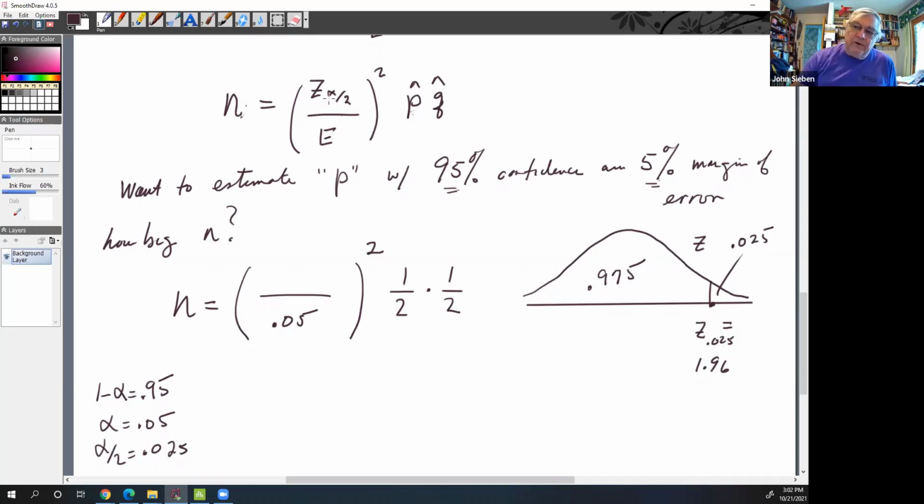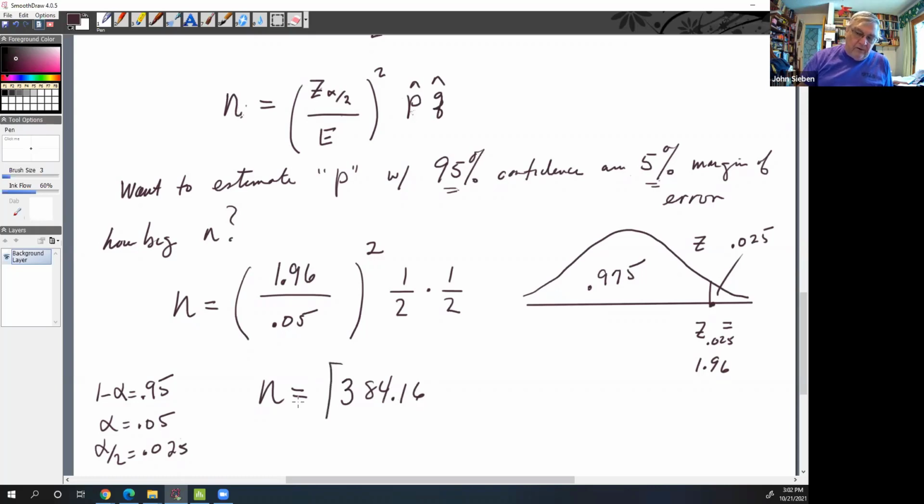What goes here in this blank spot? Z alpha by 2, and alpha by 2 is 0.025. This is 1.96. So we got all the pieces. Now we just get out the calculator. And when we get out the calculator, this will turn out to be 384.16. But of course, we can't sample 1/16 of a brake pad or a snake or a human being.